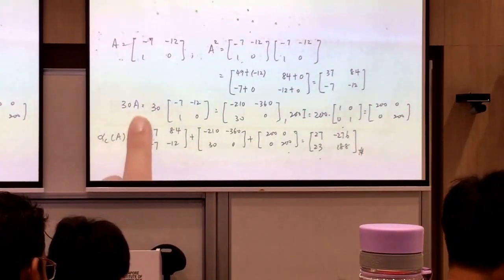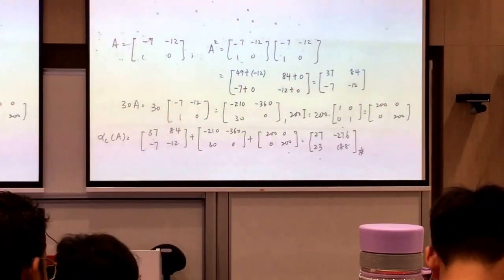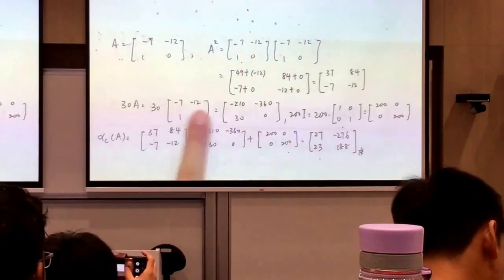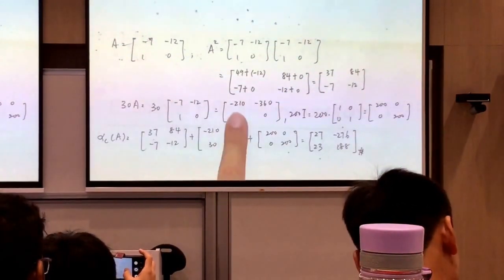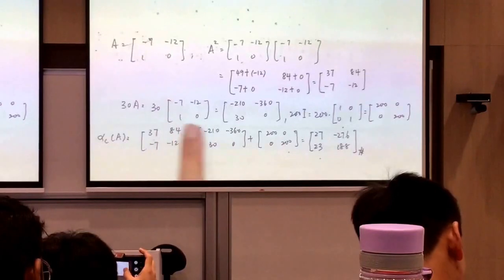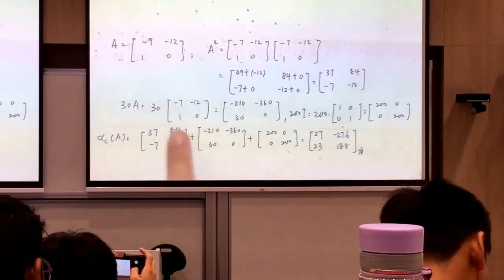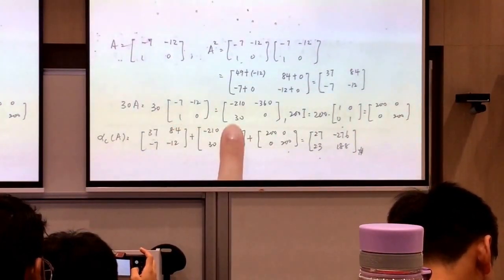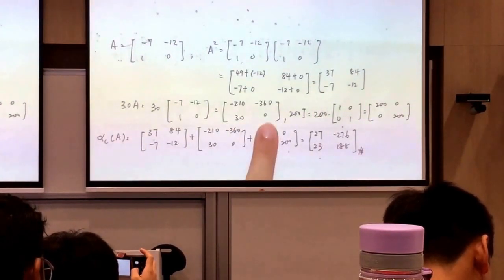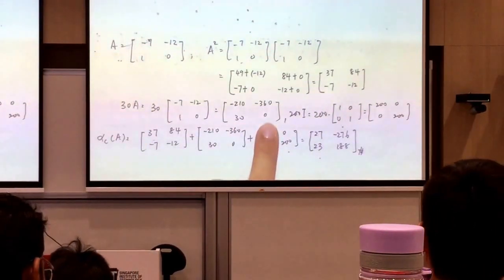Next, 30A, so you take 30 times A. So take 30 times each of these elements. So 30 times -7, -210. 30 times -12, -360. 30 times 1, 30. 30 times 0, 0. Okay?